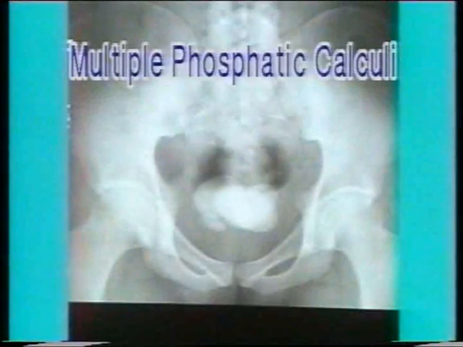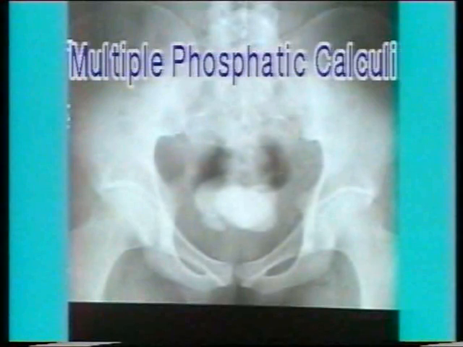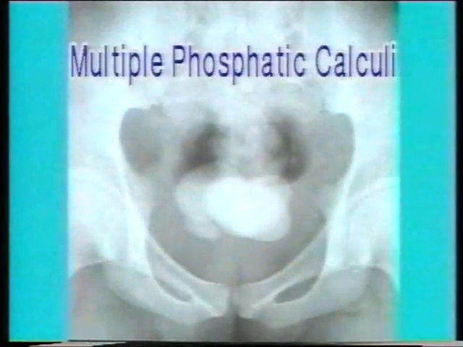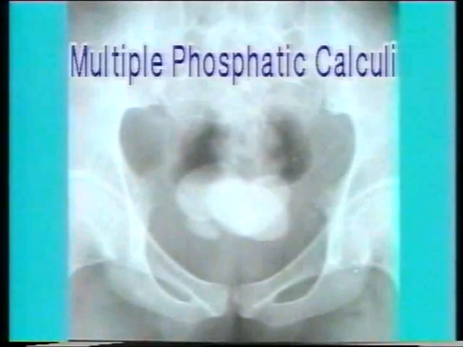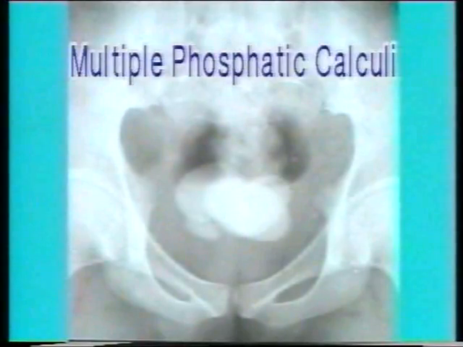Now we will see some abnormal bladder stones. Note this X-ray of the bladder. There are multiple round or oval stones with a smooth border. These are multiple phosphatic calculi in a paraplegic patient with neurogenic bladder.